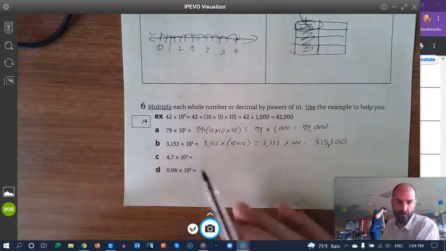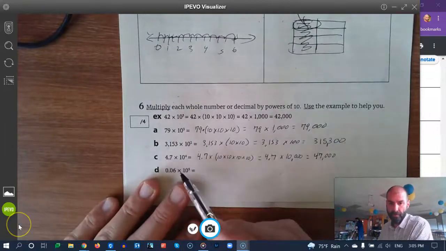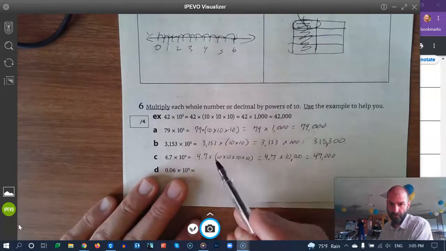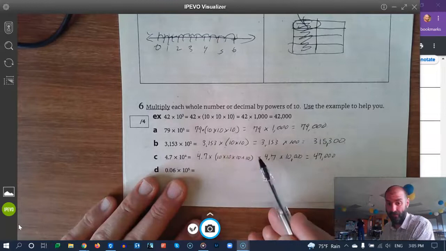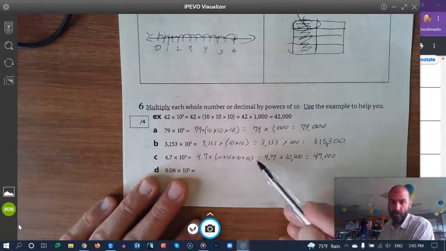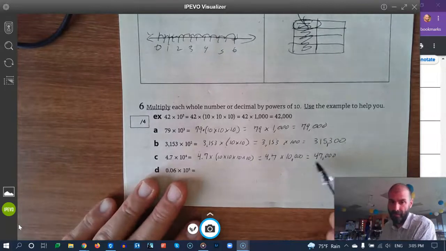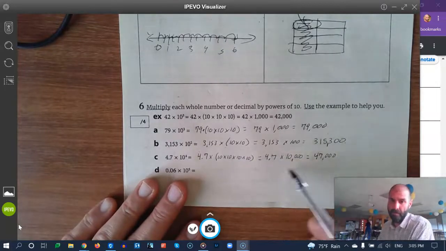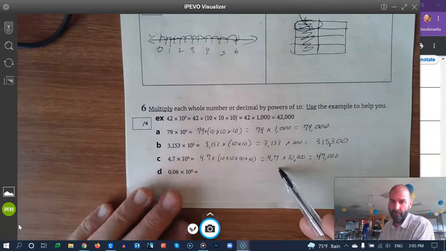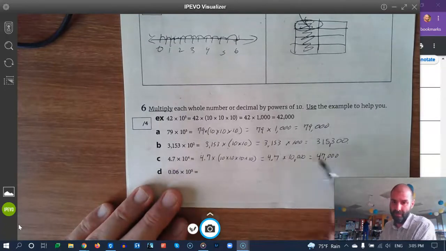All right, 4 7/10 times 10 to the... So 4 7/10 times 10 to the fourth is 4 7/10 times 10, 4 times, 10, 10, 10, 10, which is equal to 4 7/10 times 10,000, which is equal to 47,000, because each of these digits is moving 4 spots to the left. So the 7 went from the tenths to 1, 2, 3, 4 to the thousands.